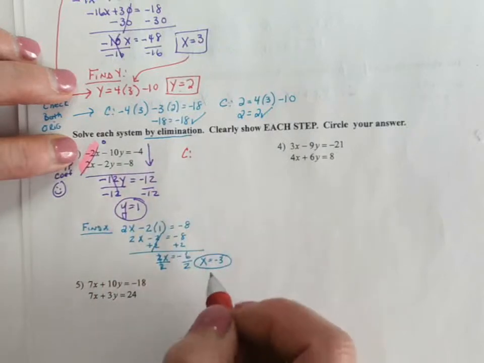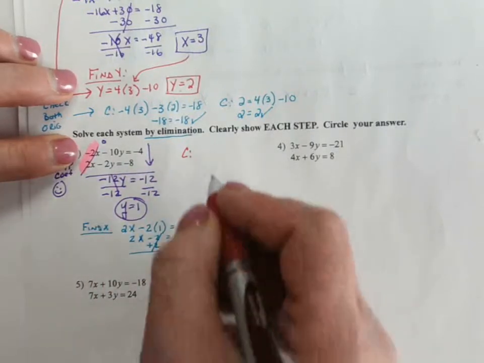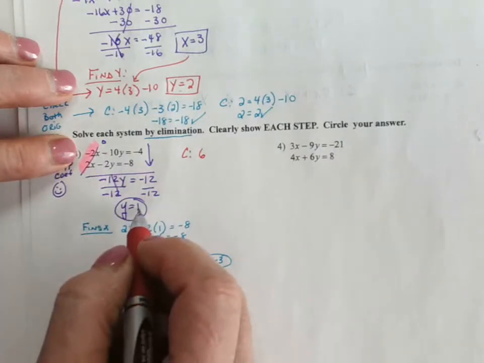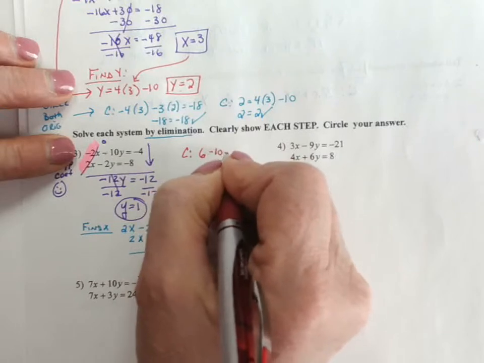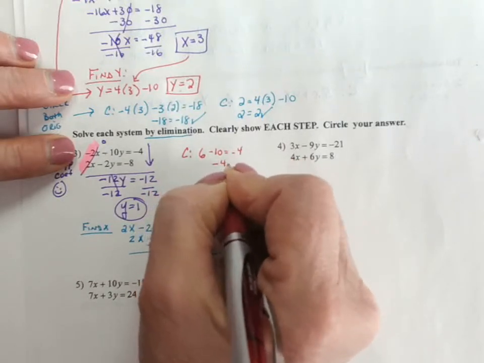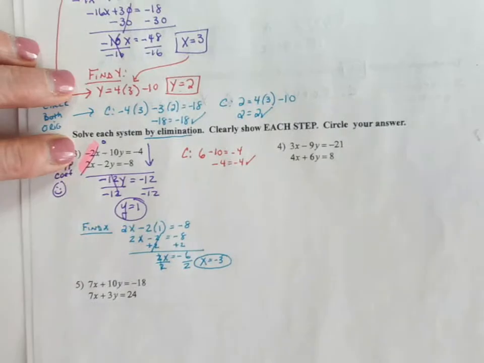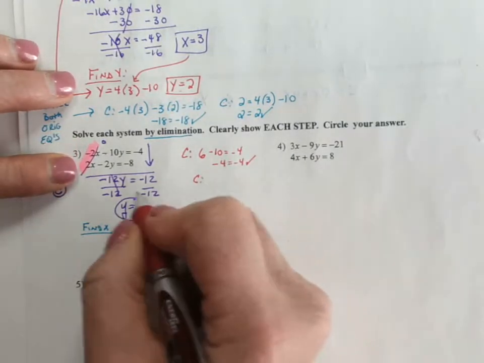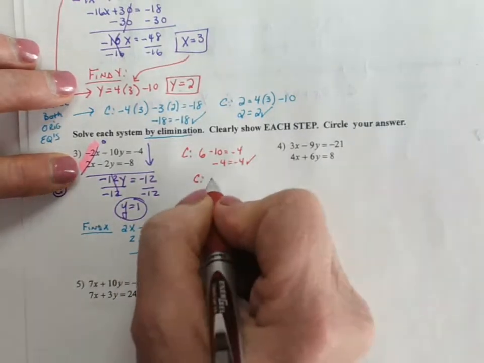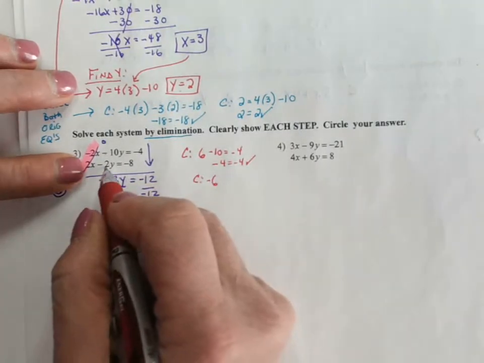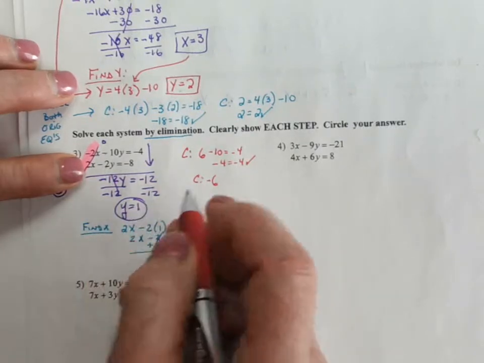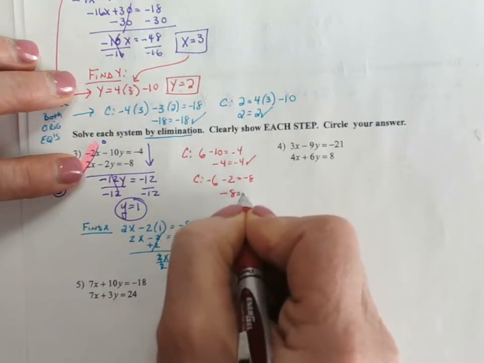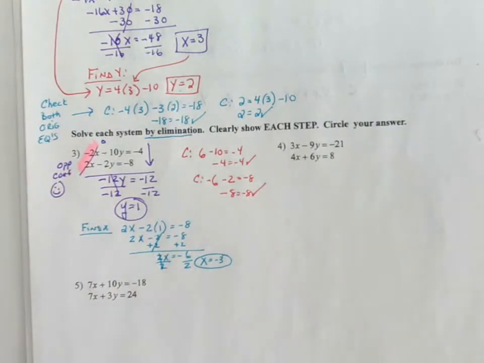Negative 2 times x, which is negative 3, is going to be 6. Negative 10 times y, minus 10, equals negative 4. Negative 4 equals negative 4, and it checks. Then I'm going to check the second equation. 2 times x, which is negative 6, negative 2 times y is negative 2, equals negative 8, and negative 8 equals negative 8. Cha-ching, it checks.